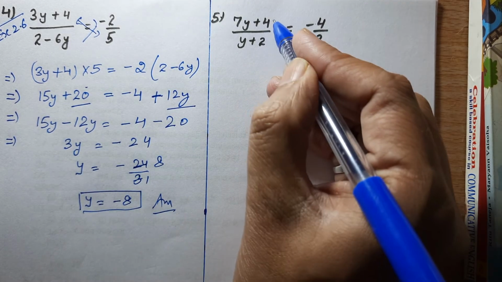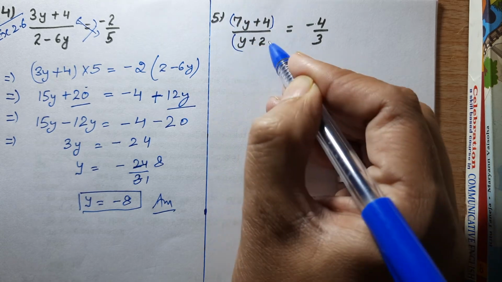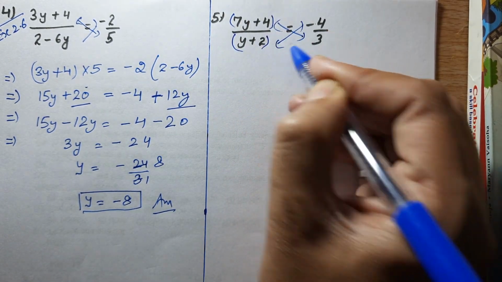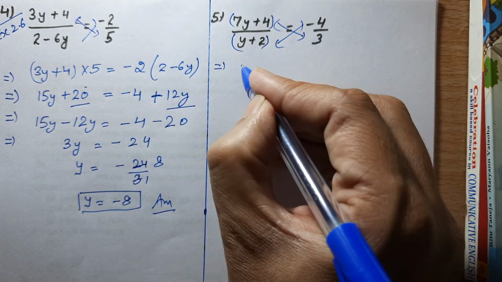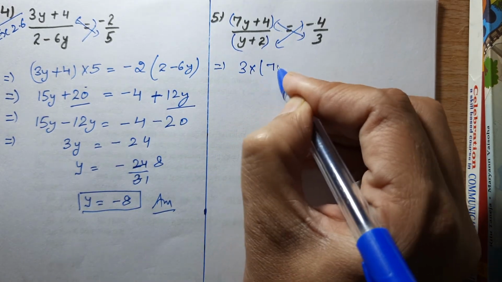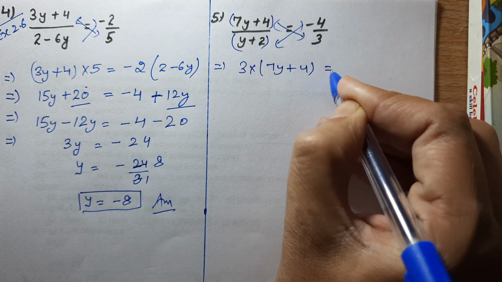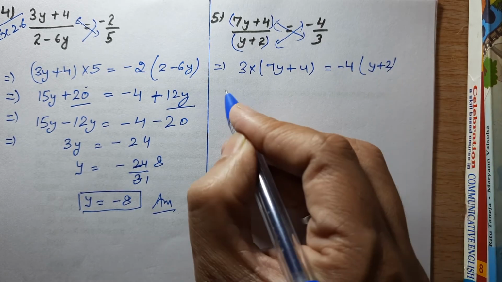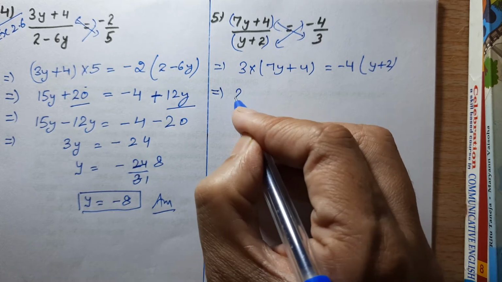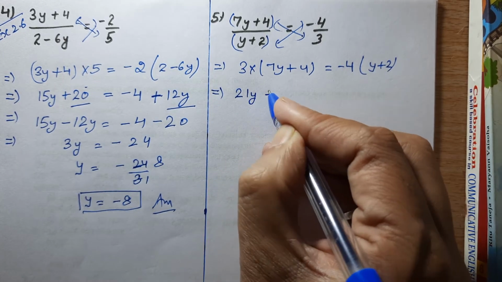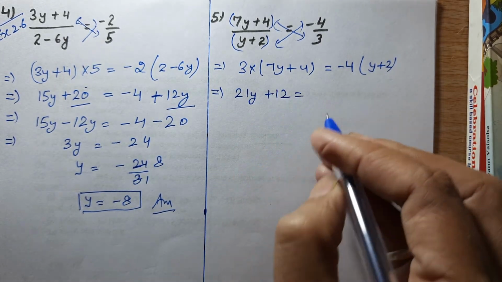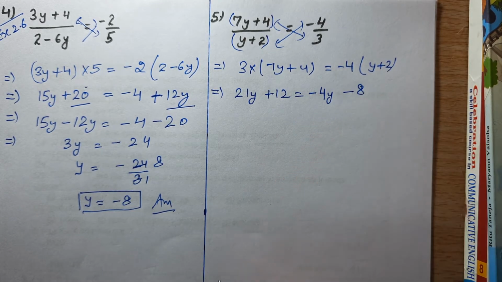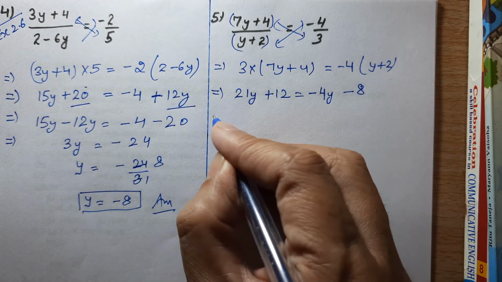So we are now solving question number 5. It is again (7y plus 4) over (y plus 2) is equal to minus 4 upon 3. Do the cross multiplication. 3 into (7y plus 4) is equal to minus 4 into (y plus 2). 3 7s are 21y plus 3 4s are 12 is equal to minus 4y minus 4 2s are 8. Clear, children?